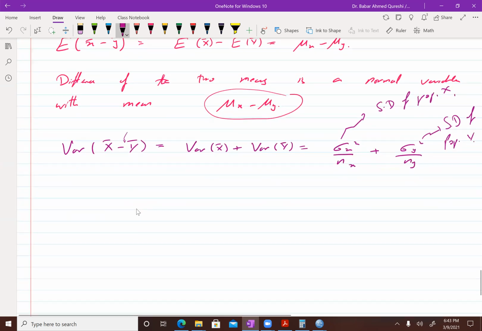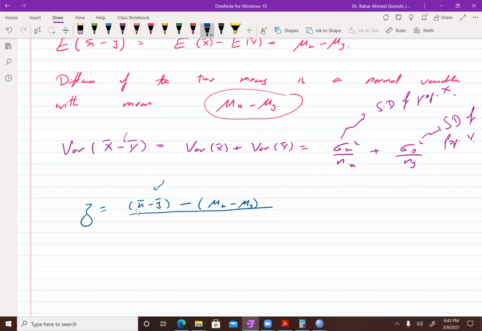So that means the difference would be this normal variable, standard normal. This you get from your samples, x bar minus y bar, and it would be a normal around the true mean, where the standard deviation of this would be this.